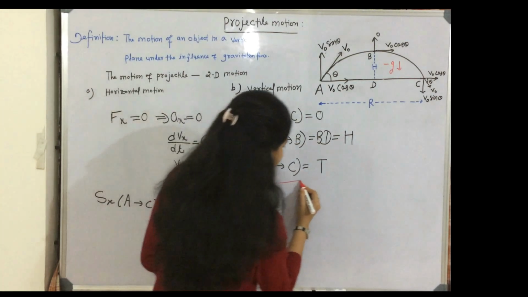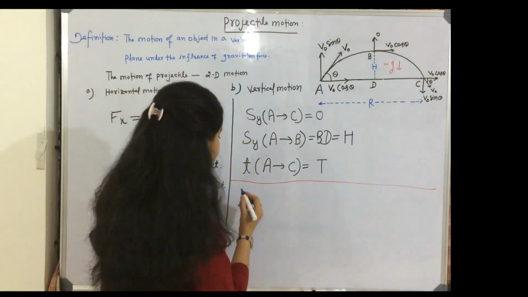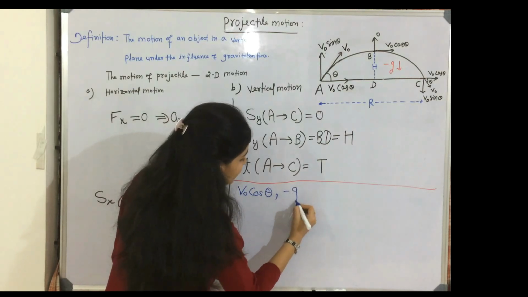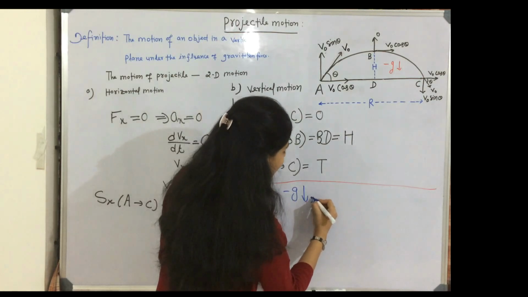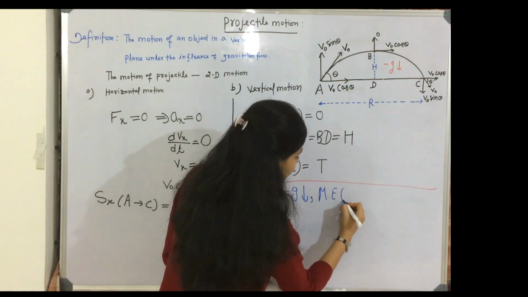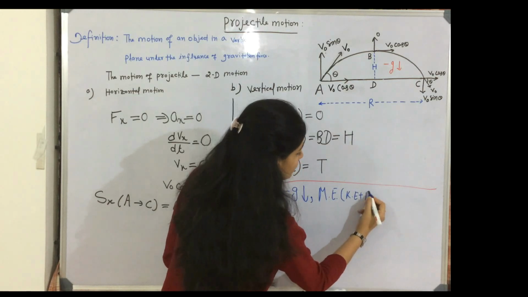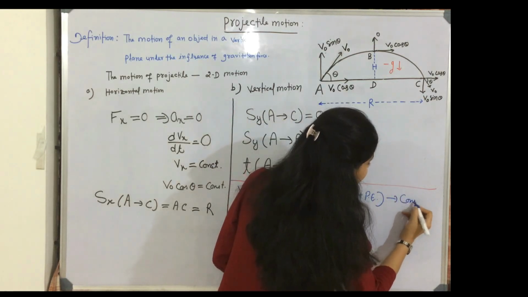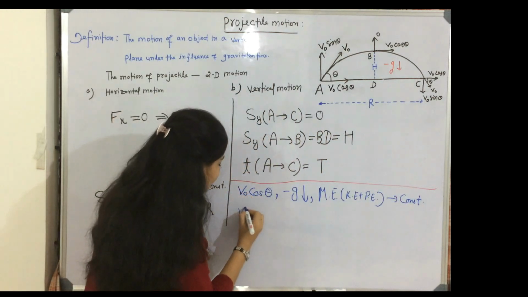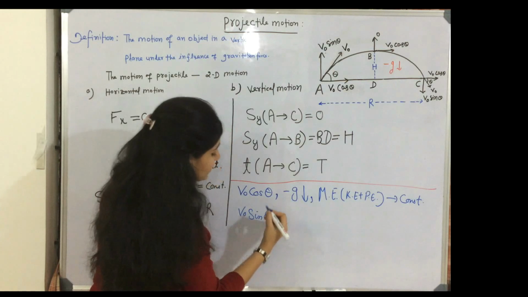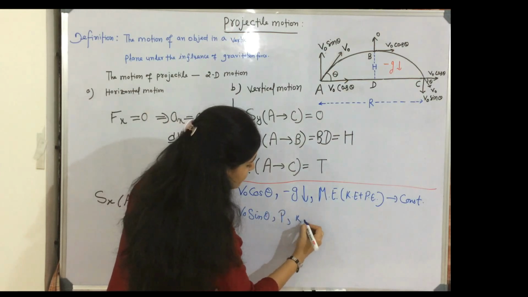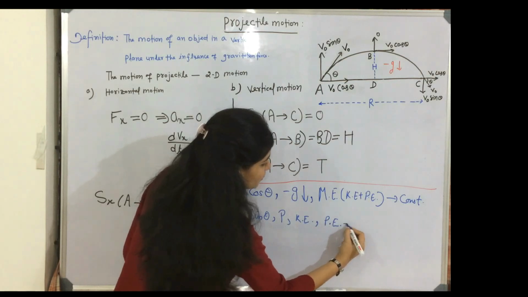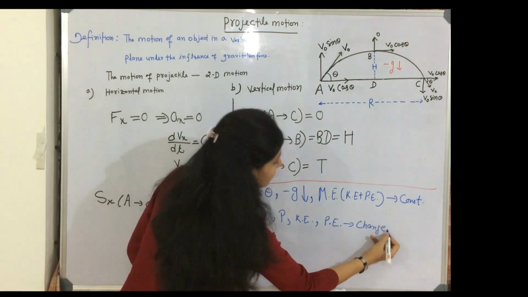Some important points in projectile motion: the horizontal component of velocity V0 cos theta, the gravity acting in the downward direction, and the mechanical energy, which is kinetic plus potential energy, remain constant with respect to time, while the vertical component of velocity V0 sin theta, momentum, kinetic energy, and potential energy will change with respect to time.